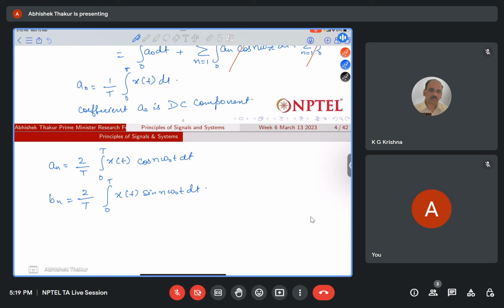This you can easily find: just integrate both sides and multiply with cosine to find an. After that you will get an, because the other integration, cos(n omega naught t) into sin(n omega naught t), will lead to 0. And for finding bn, just integrate both sides and multiply with sin(n omega naught t). So in this way we can get an and bn. These coefficient formulas are very important.